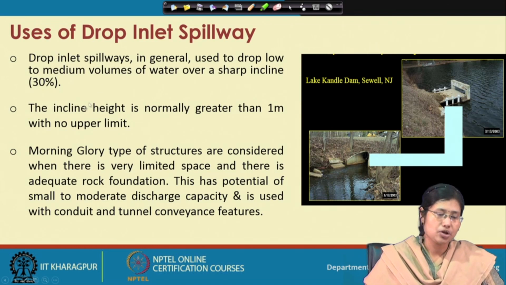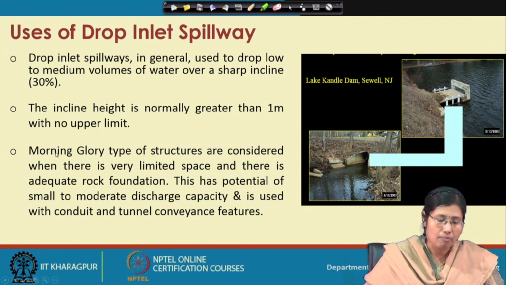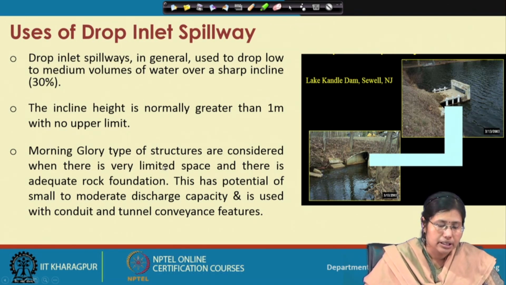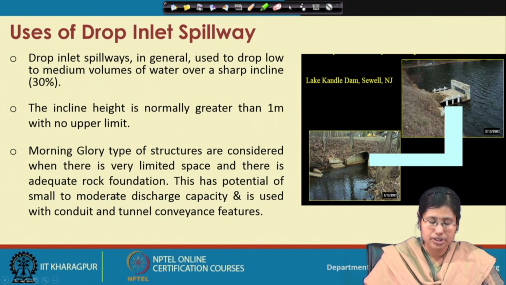So, these are the basic drop inlet structure. However, in case of morning glory type of structure, these structures are considered when there is very limited space and there is adequate rock foundation. So, this has the potential of small to moderate discharge capacity and is used with conduit and tunnel conveyance features.